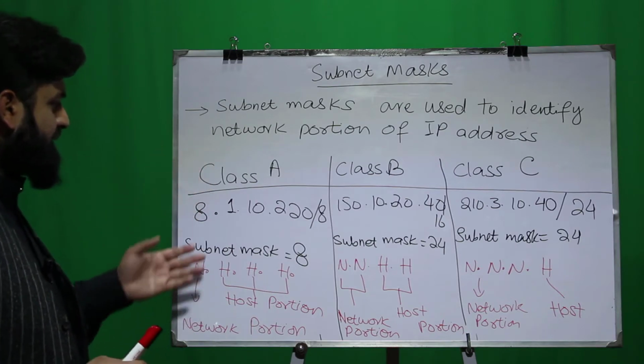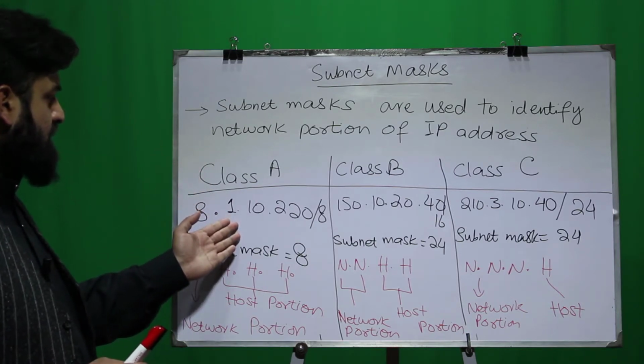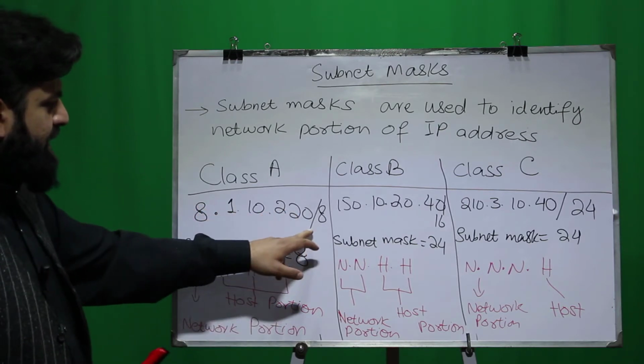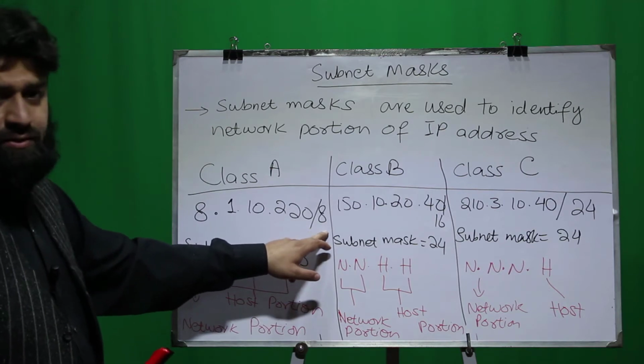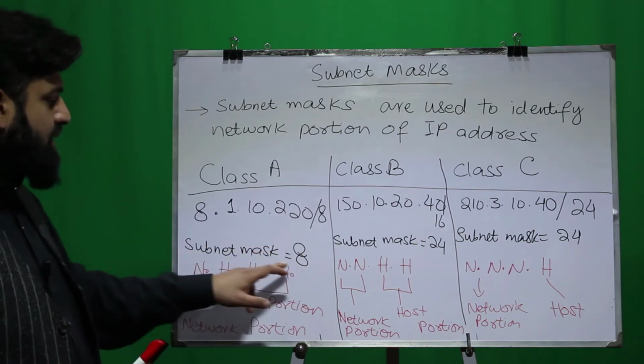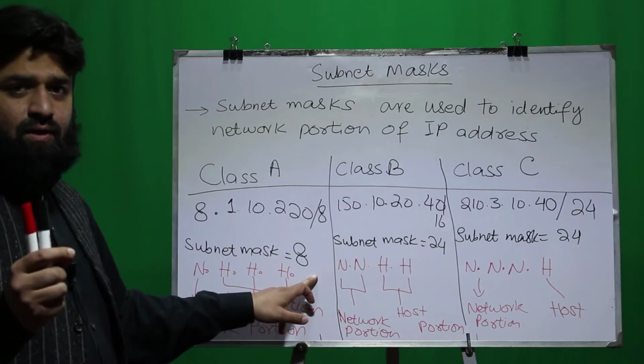In class A, let's suppose this is a sample IP address: 8.1.10.220. The /8 here refers to the subnet mask. We can see here the subnet mask is 8. So 8 is the subnet mask of class A.